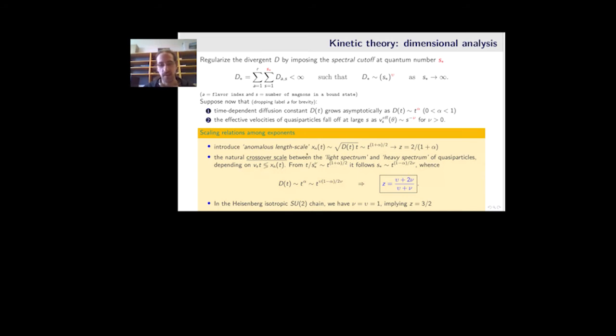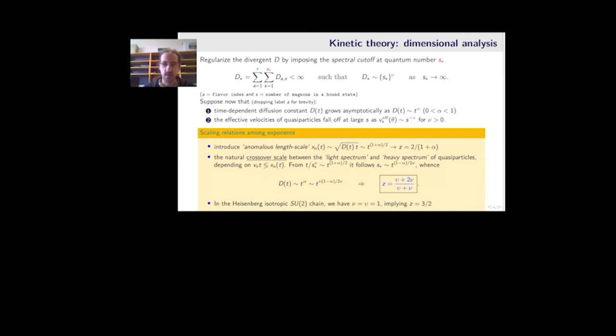Depending on this anomalous length scale, you can talk about light and heavy quasi-particles. So light would be those for which their velocity times t is smaller than this anomalous length scale, and the heavy ones will be the ones for which it is larger. So for the heavy ones, basically they are big enough, they are effectively undressed. And the small ones, you can think of them as being the dressed ones. And then upon removing the cutoff, what is happening is that the part of the spectrum of these heavy particles starts to vanish, and hence the Drude weight will also start to go towards zero.